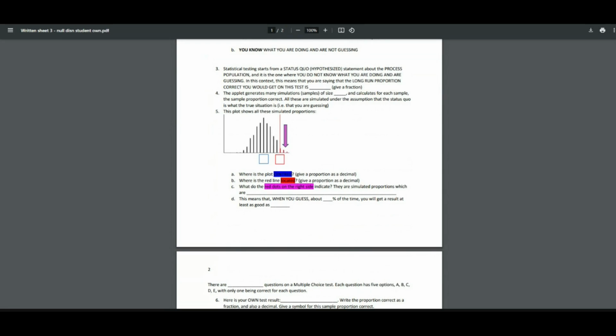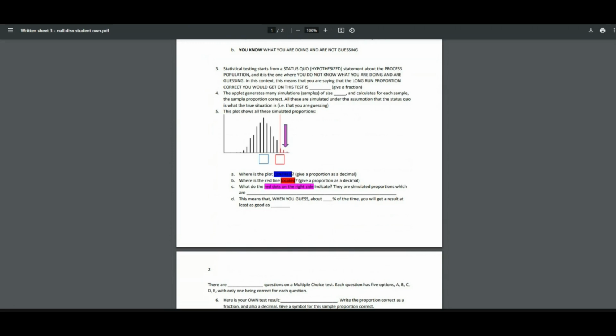The red is so important, that's why it's red. This one is the observed proportion. What did your friend actually get? What did you get on the test? Something like that. Then there's this mysterious number that floats on top here. That's the fraction of cases in the simulation that are more extreme than what you saw.